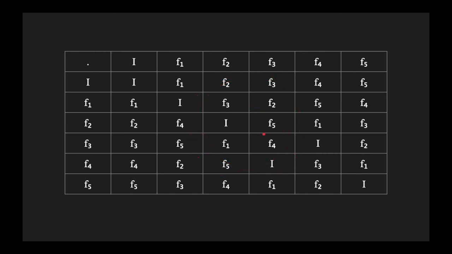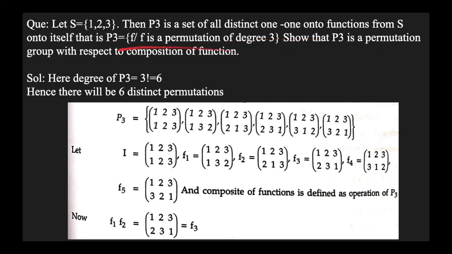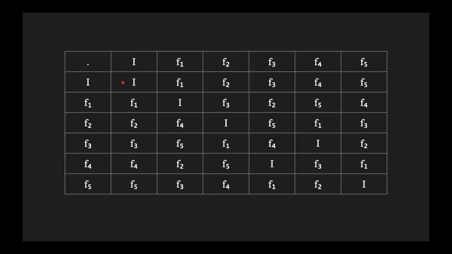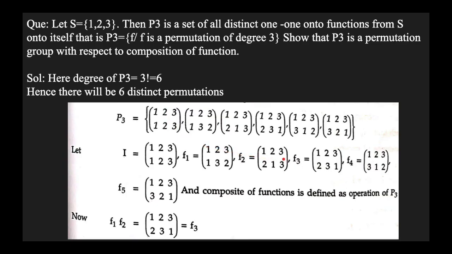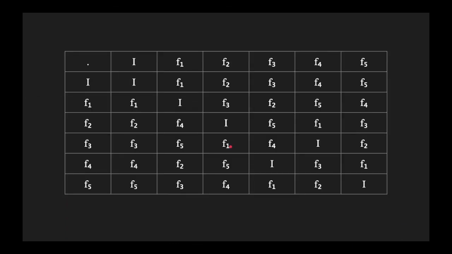Okay, now we need to check that it is a group. For it to be a group, all four axioms have to be followed. The first one is the closure property. Here you can see that all the entries are from the given set, that is I, f1, f2, f3, f4 and f5. So closure is there. The second one is associativity. You can check for any three elements, consider f1, f2 and f3, and it will hold. So associativity is there.